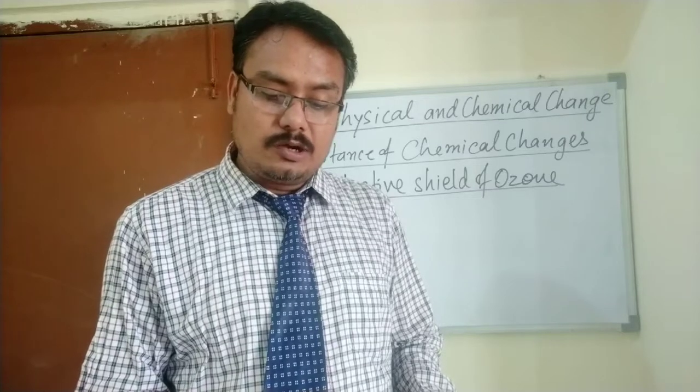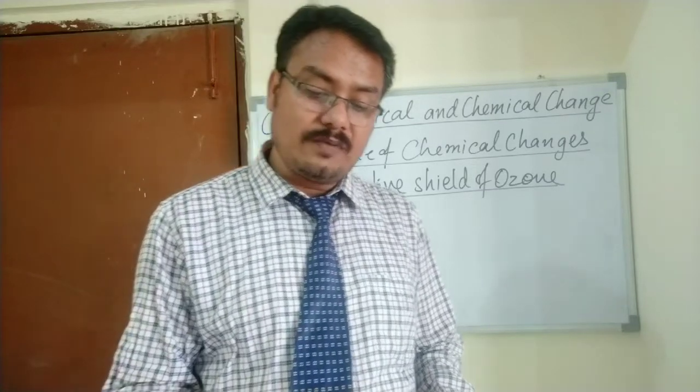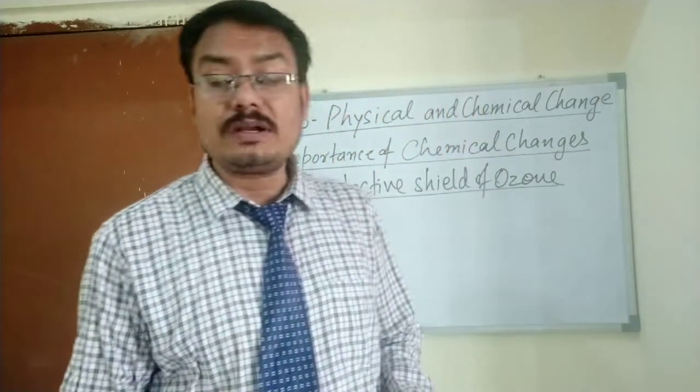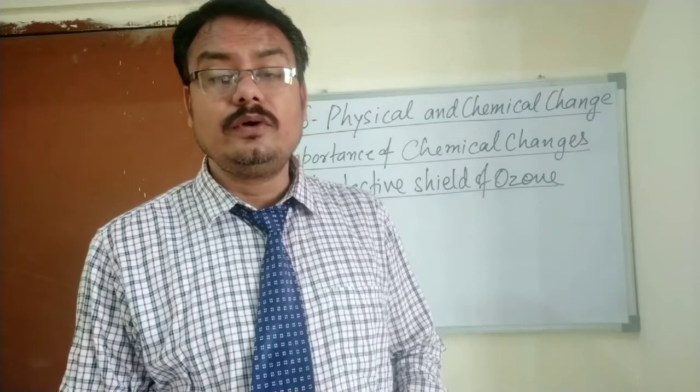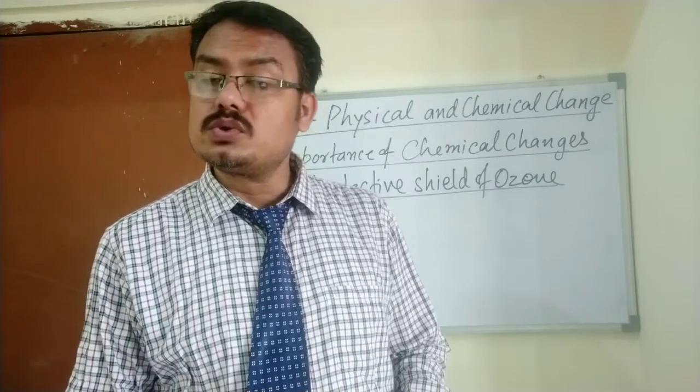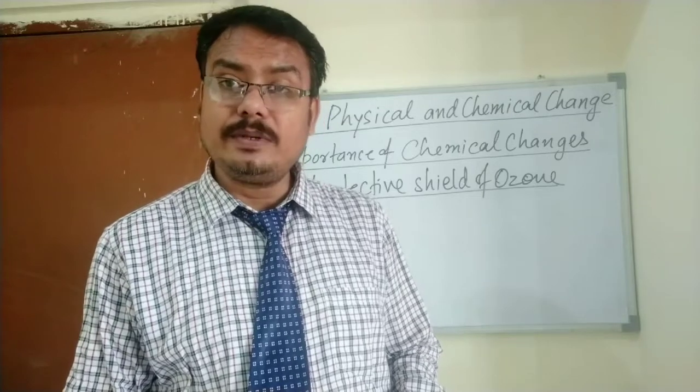So the ultraviolet radiations would not be absorbed without the chemical reaction. If ultraviolet rays were not absorbed, what would have happened if there were no ozone layer? Then what would happen?